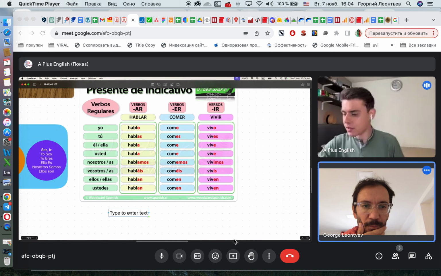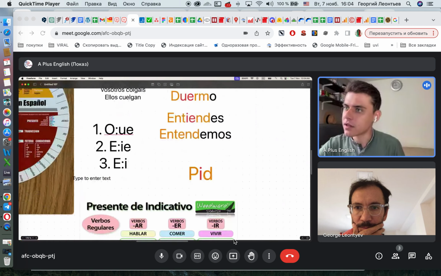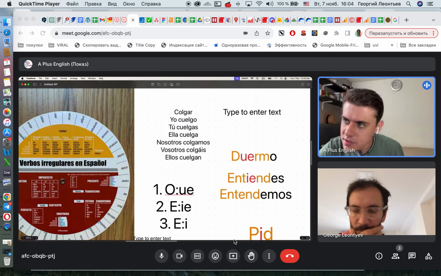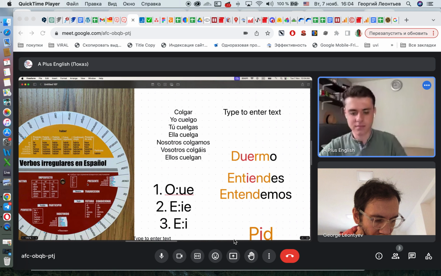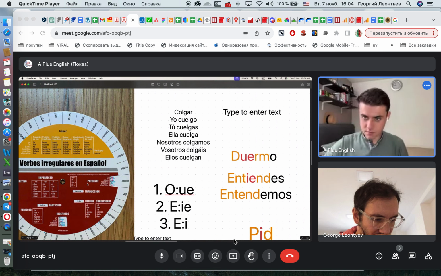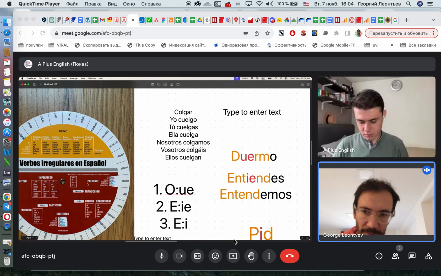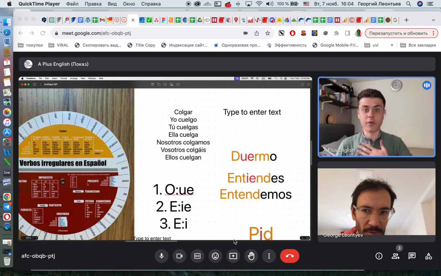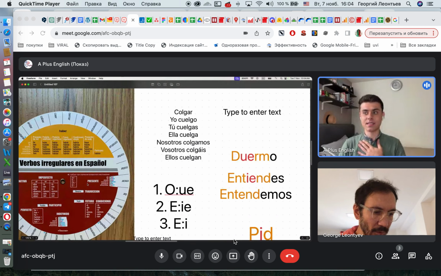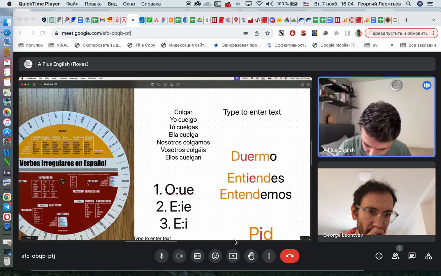In the little box here, you see this little box? What is se for I? I can see here se for ella, usted. No, for yo, for I. What is se for yo? Me. Very good.